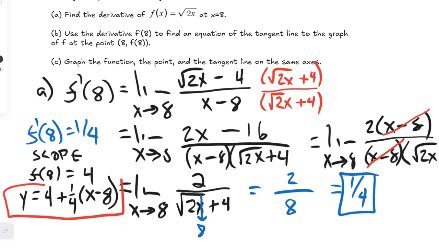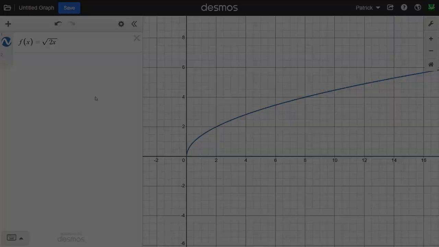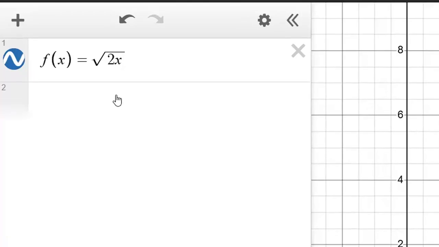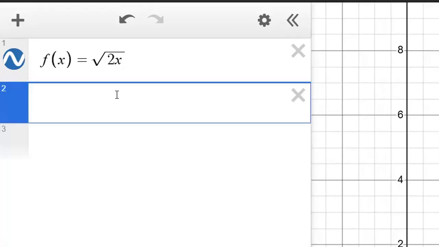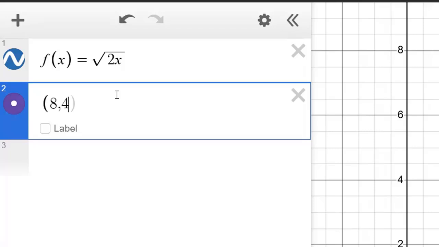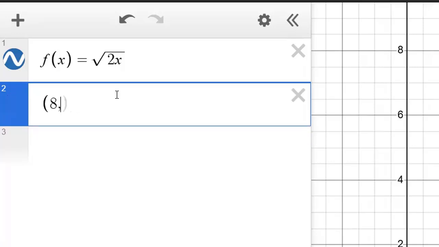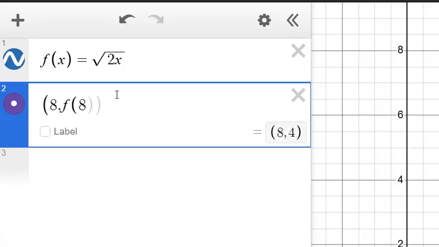So here we have the equation of the tangent line. Now we could solve this for y and you get 1/4 x plus 2. Now we're going to graph everything in Desmos. Here I have the function root 2x. You can easily graph the point by typing it in. Now I wrote it as (8, 4), but you could also have Desmos plot the point by evaluating it at the function. Instead of (8, 4), type in (8, f of 8), and it's going to get the point there.